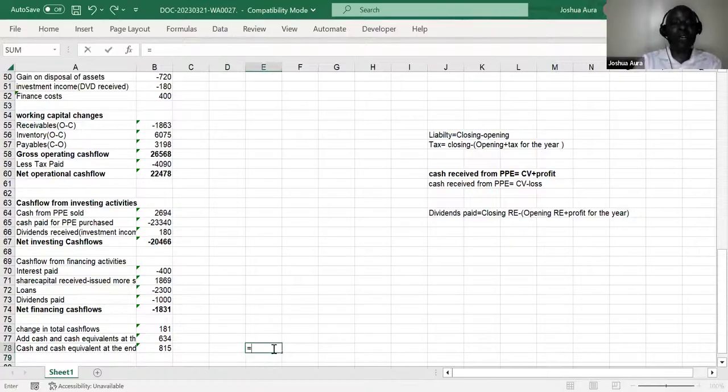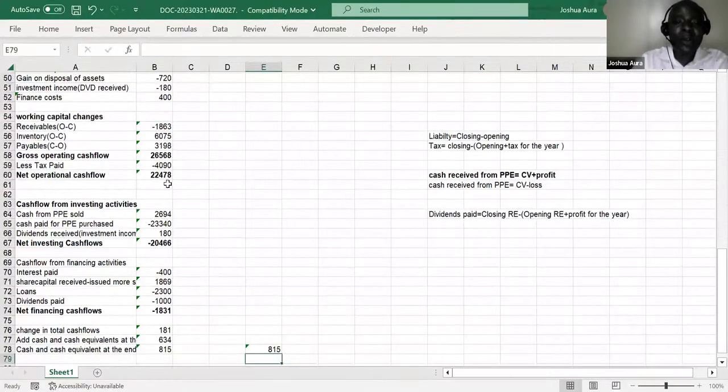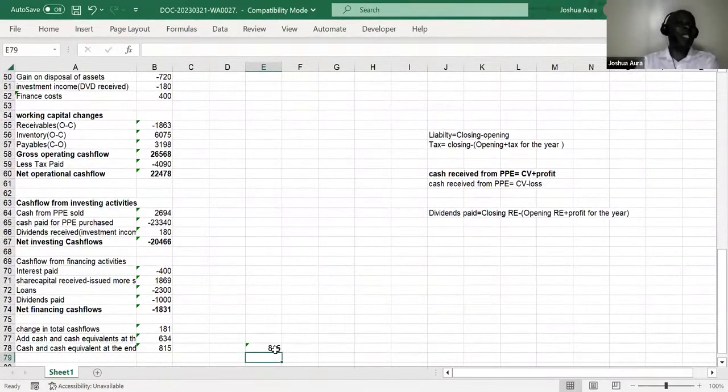So how do you confirm? It's very easy. In this case, page up. So you come here, ladies and gentlemen, you can see cash at the end is 2045. You say minus the bank overdraft at the end, which is what here? 1230. So when you subtract like that, what are you able to get? 815, and this has reconciled. Great.